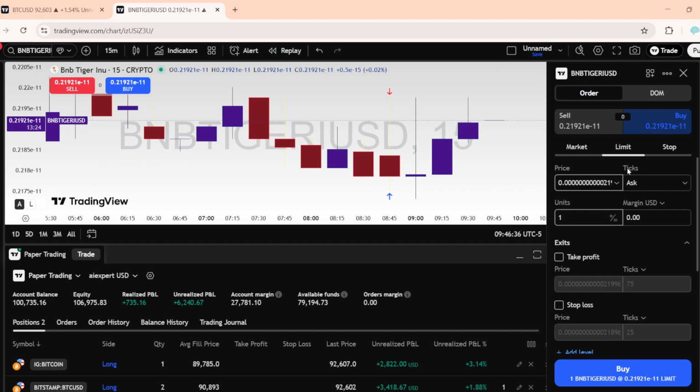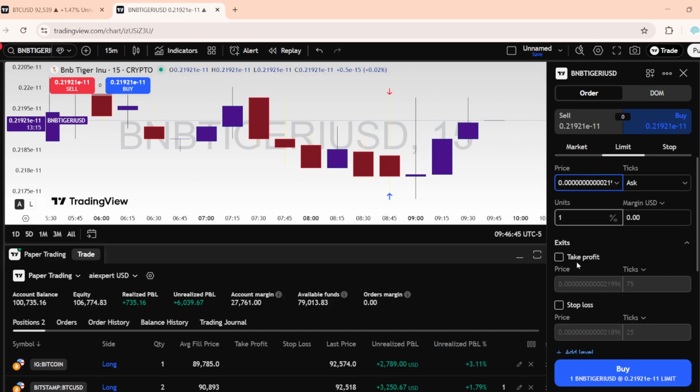If you choose limit, enter the limit price you want. Enter the quantity, which is the number of shares you want to trade. Make sure the size matches your plan and account settings. If you're practicing, this is a good time to test position sizing that aligns with your risk tolerance.